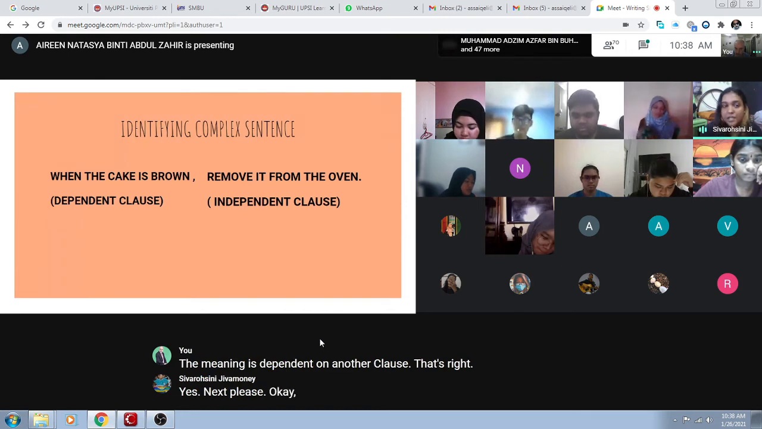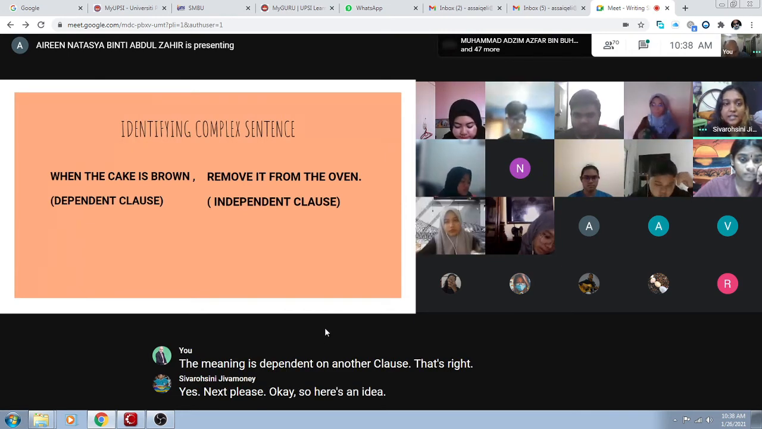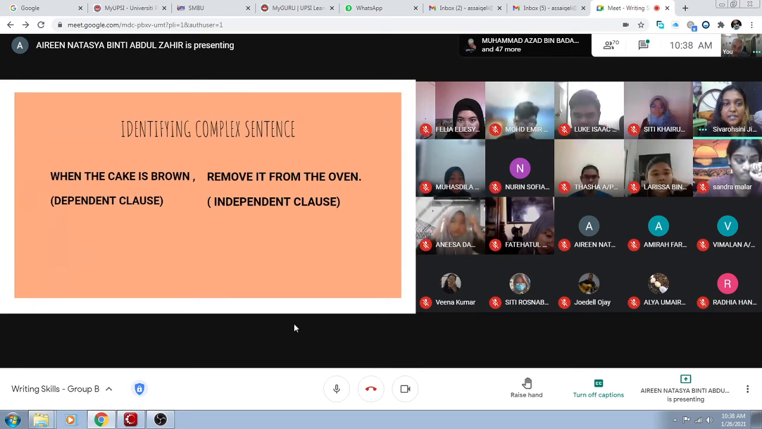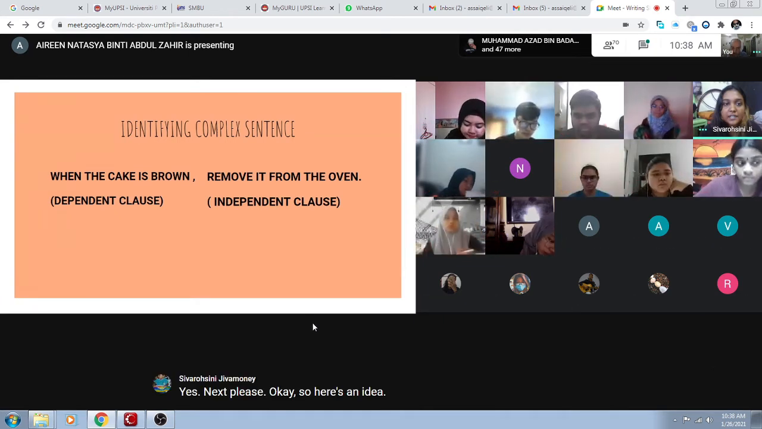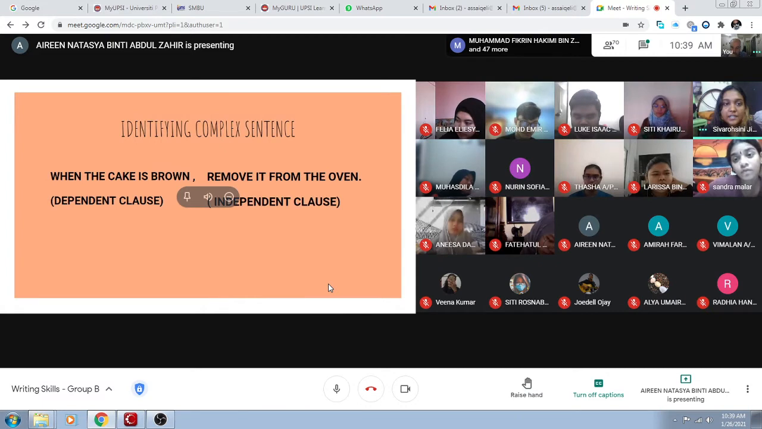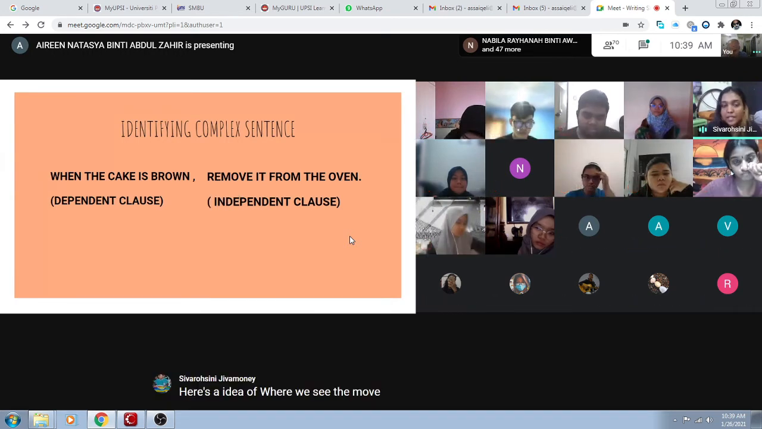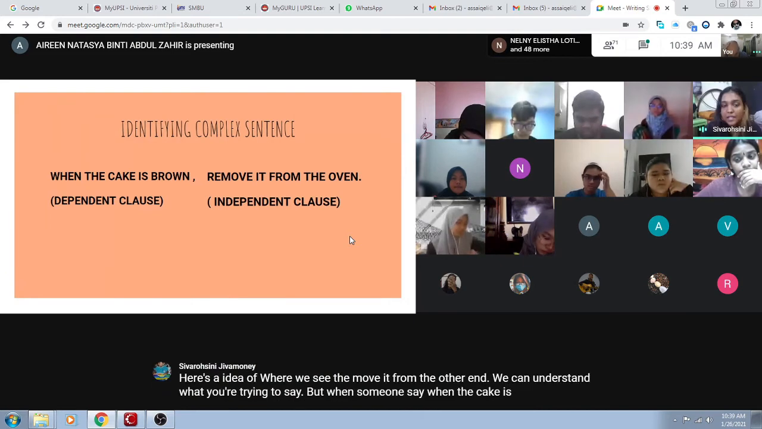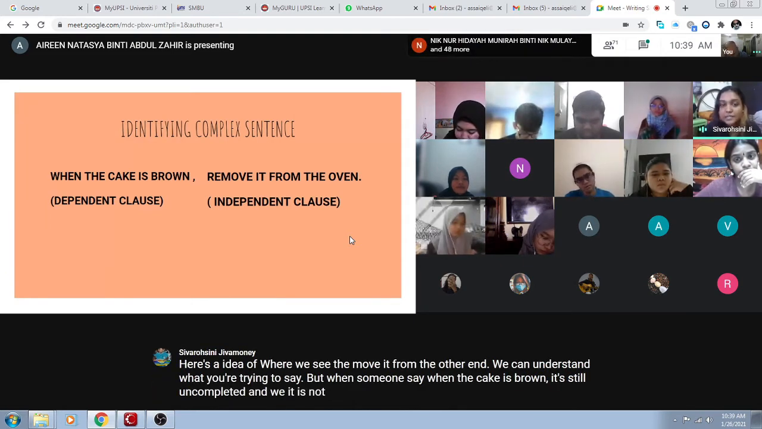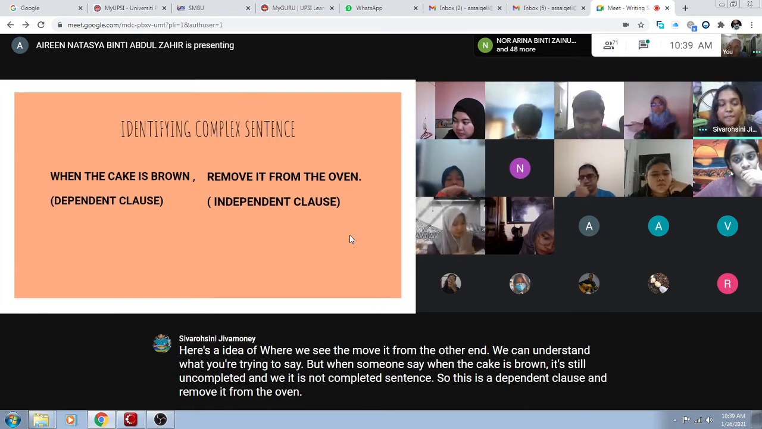Okay, so here's an idea. When we say remove it from the oven, we can understand what they're trying to say. But when someone says when the cake is brown, it's still uncompleted and it is not a complete sentence. So when the cake is brown is a dependent clause and remove it from the oven is an independent clause. Next.